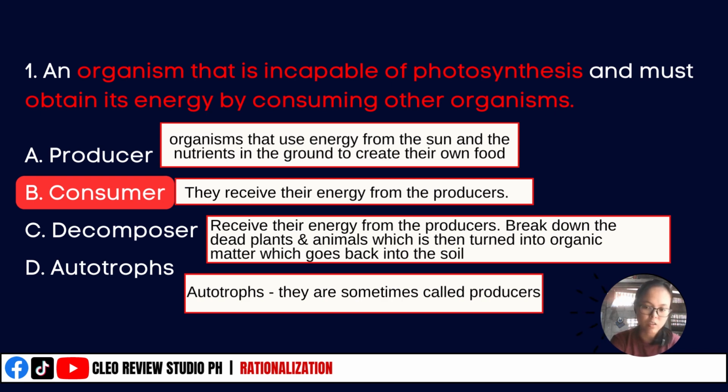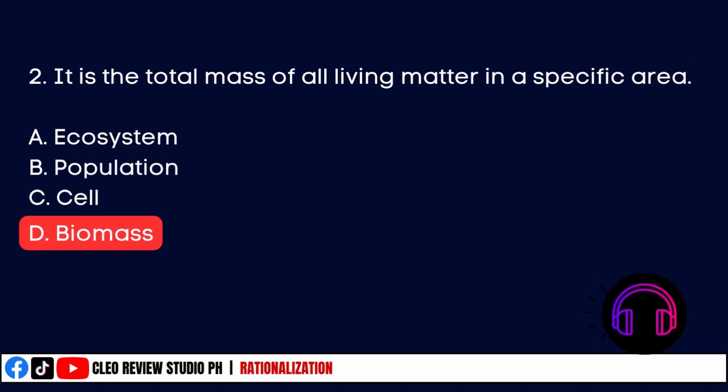We get our energy from the producers. Unlike plants, they do not rely on other organisms. They can live even using only the energy from the sun. It is the total mass of all living matter in a specific area. The correct answer is option D, biomass.